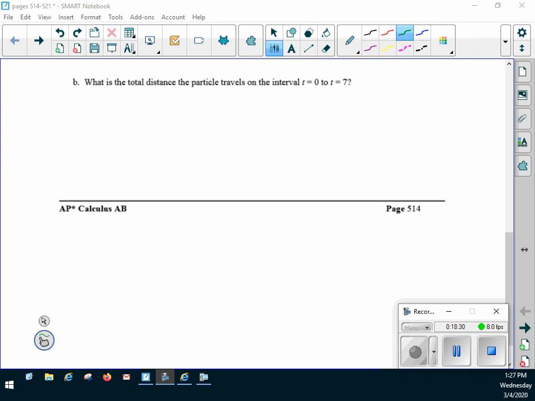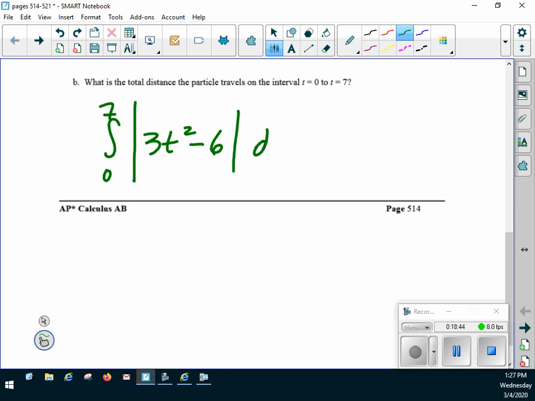What is the total distance the particle travels on the interval from 0 to 7? Now, if you are trying to find total distance, 3t squared minus 6t? No, 3t squared minus 6. Now, you're going to need to do this one on your calculator. Yeah, there's an integral button.